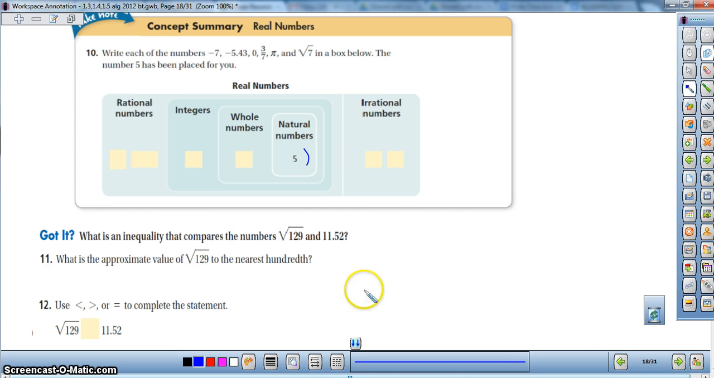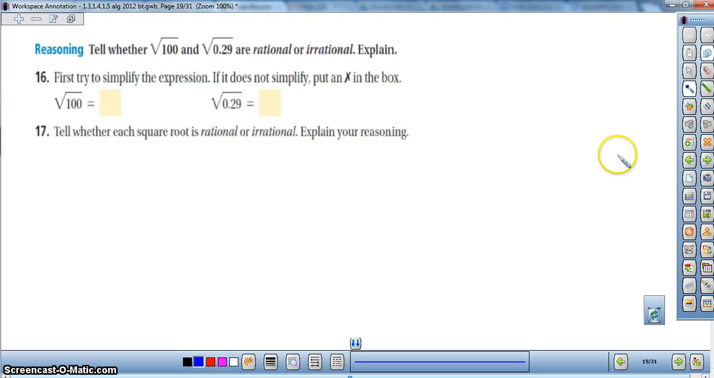You should know how to use your calculator to approximate the square root, so make sure you know how to use your calculator. That's going to be important in tomorrow's class. We're going to be asked to classify, are they rational or irrational? Well, square root of 100 is 10. That would be rational. Square root of 0.29, you put it in your calculator, it is irrational.